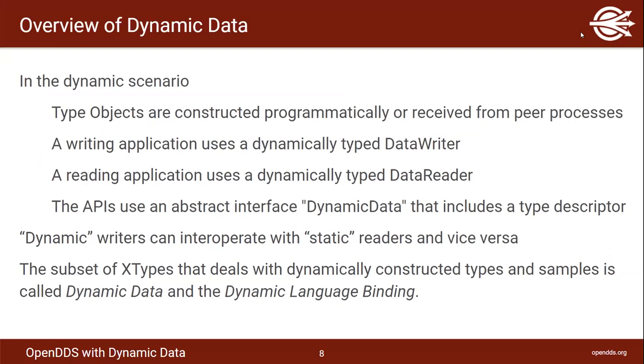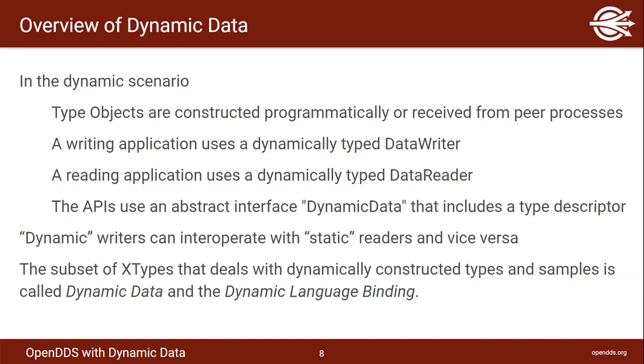In the dynamic scenario, we'll move away from IDL. In the dynamic scenario, the type objects are going to be constructed programmatically, or received from a peer process or peer processes, or perhaps even loaded from a library. So we're not necessarily going to allow the IDL compiler to derive the type object; we're just going to assume that one exists, or that one can be built. With a type object in hand, you could instantiate a dynamically typed data writer based on that type, and you can also instantiate a dynamically typed data reader.